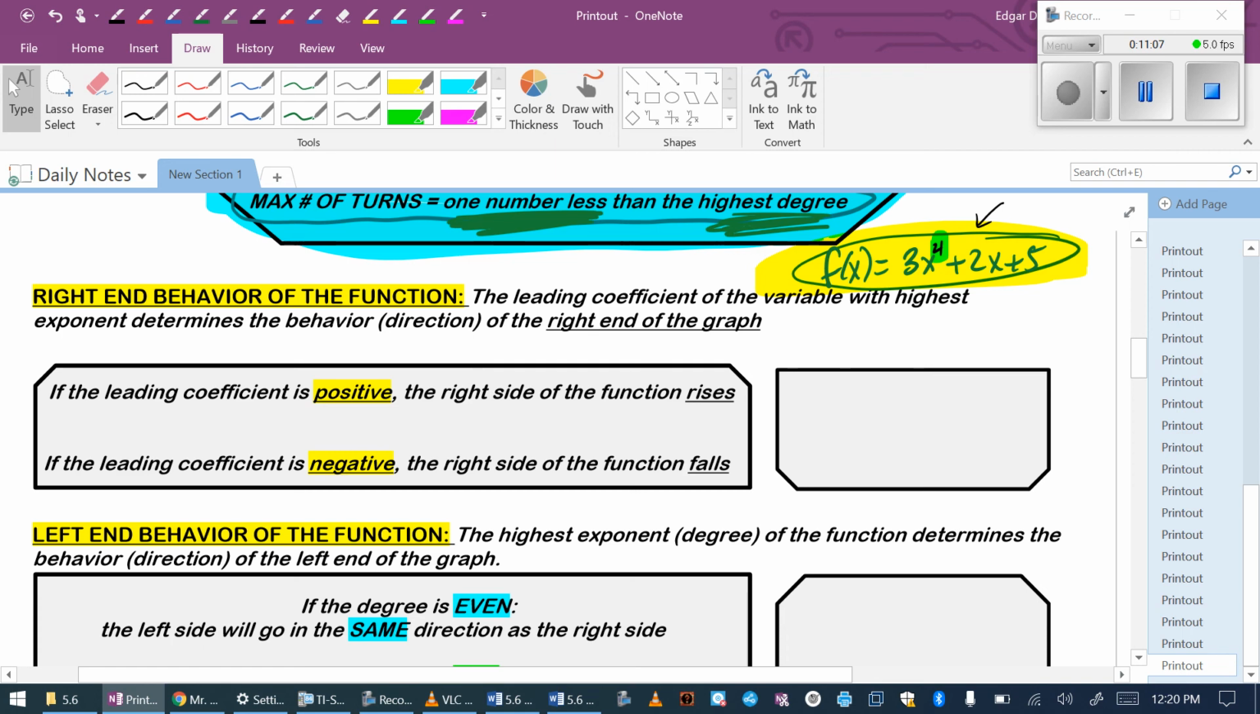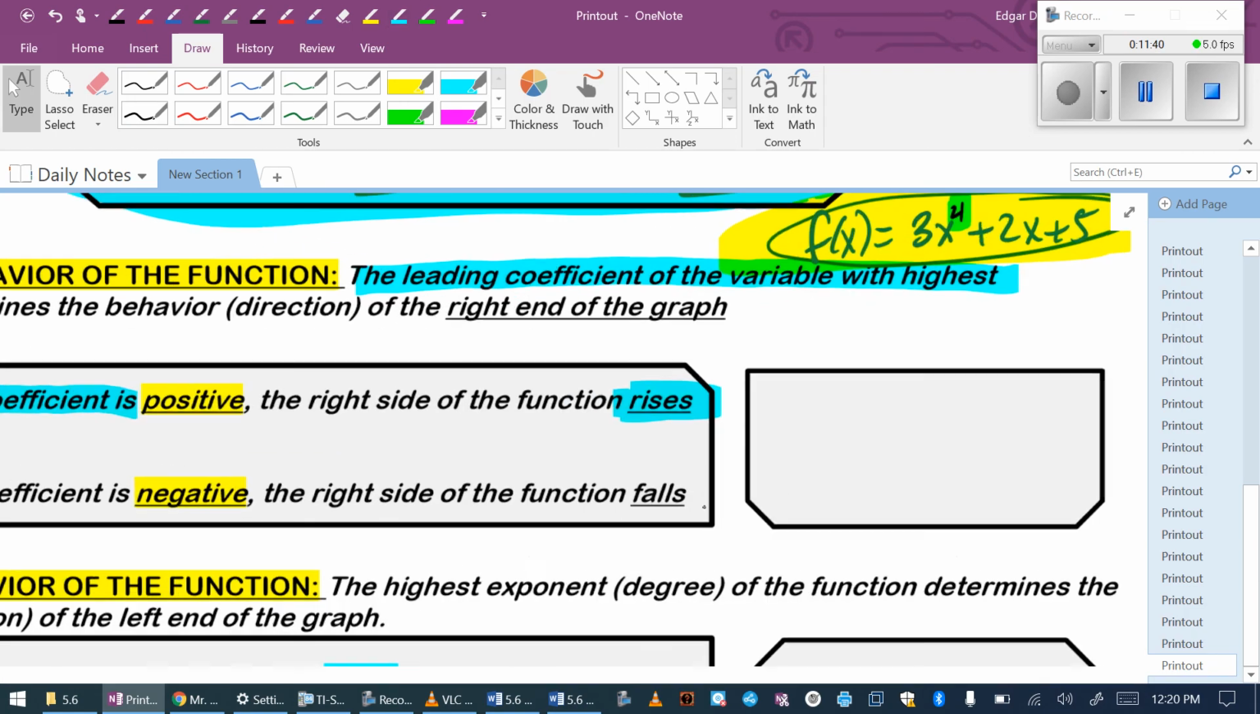The leading coefficient of the variable with the highest exponent determines the behavior, or the direction, of the right end of the graph. So the leading coefficient of the variable with the highest exponent, guys, will determine how your right end behaves. So this is the important bit, guys. Ready? If the leading coefficient is positive, then the right side is going to rise.